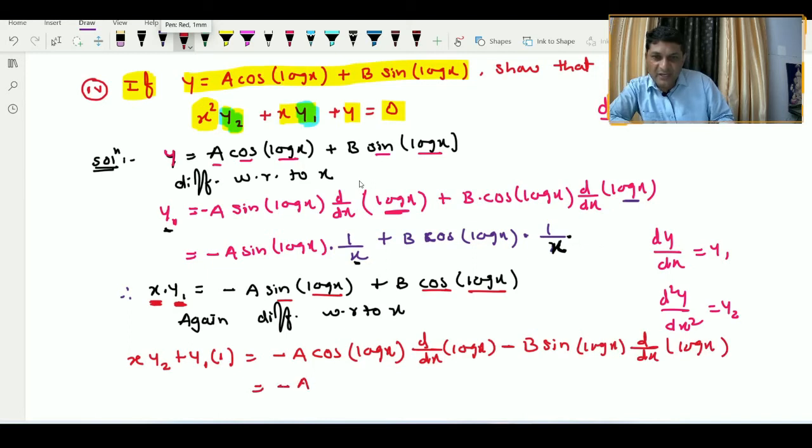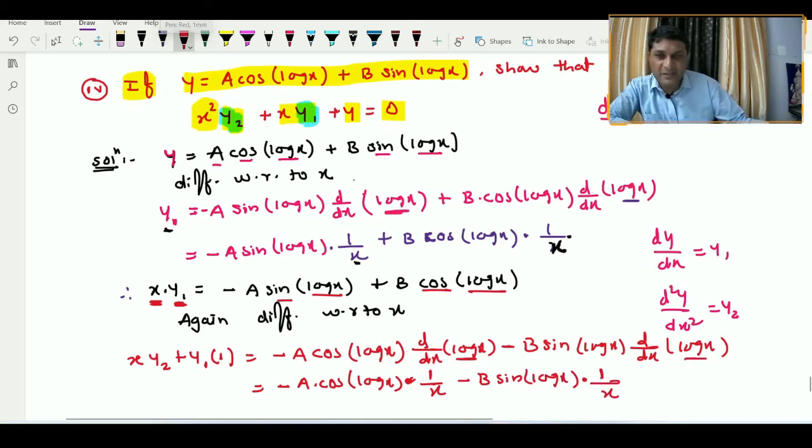So minus a cos log x, keep it as it is, cos log x. What is the derivative of log x? That will be equal to 1 by x. Minus b sine log x, keep it as it is, sine log x. And what is the derivative of log x? That will be equal to 1 by x.